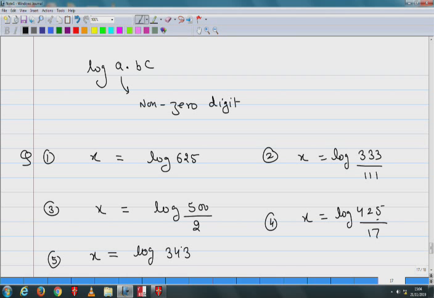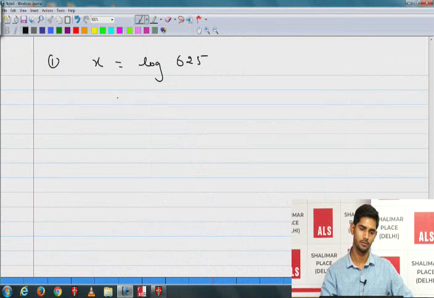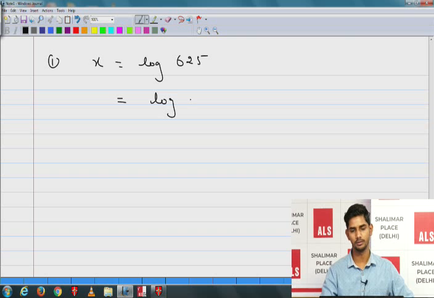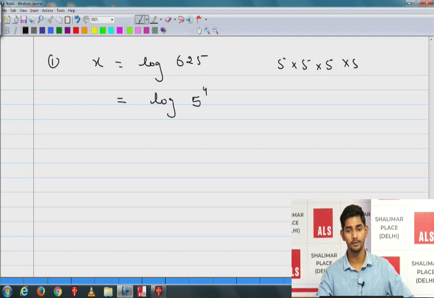Okay, so let's begin, guys. Let's start with question number 1. X was log 625. This is nothing but 5 to the power 4. It means if I multiply 5 consecutively 4 times, I'll get 625. See, 5 into 5 is 25, 25 times 5 is 125, 125 times 5 is 625. So this is nothing but 5 to the power 4.